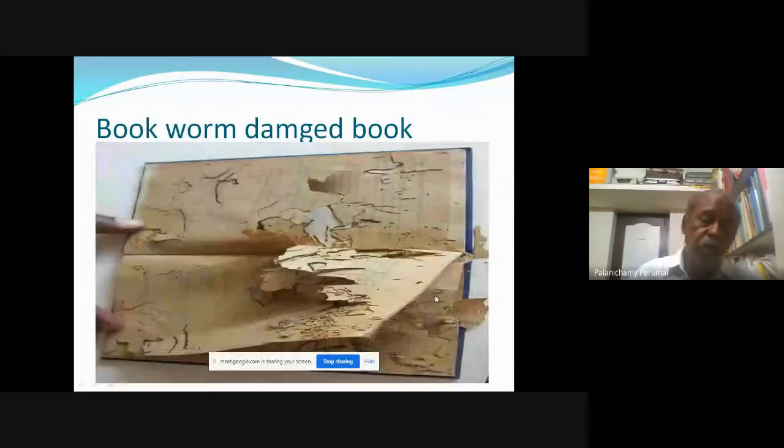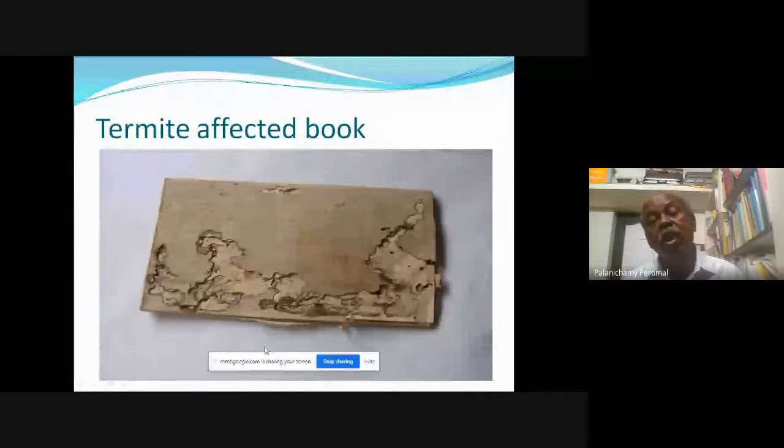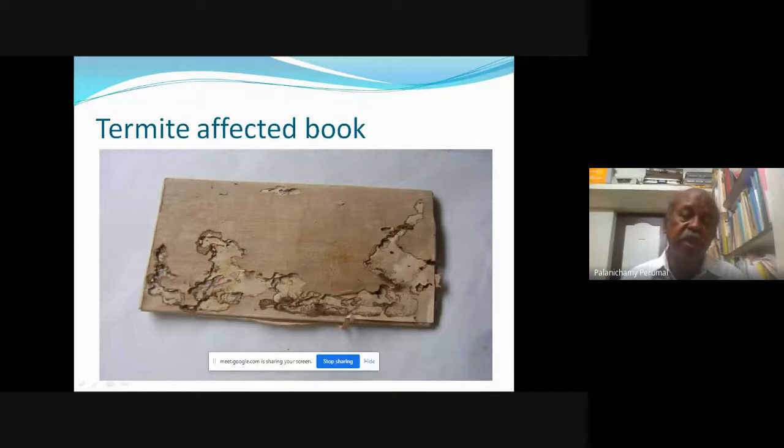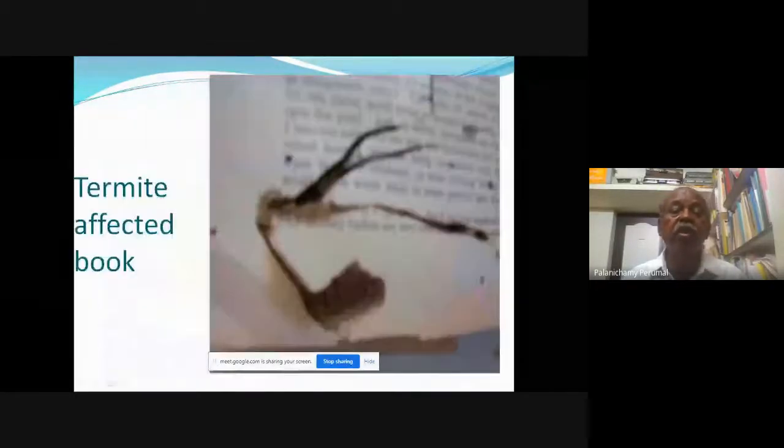So this is also bookworm damage. It's a cockroach. It's termite damage. It is a map, a very big map. It is in a folded form, so we can see this area completely deteriorated. Map damage can be repaired, but termite will make irreparable damage. So this is also termite damage.